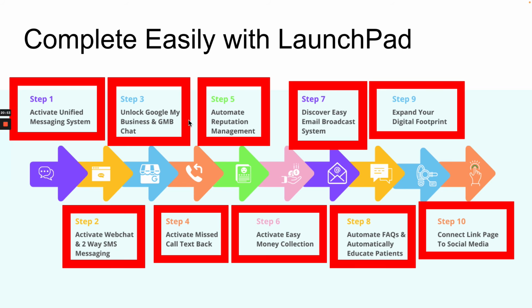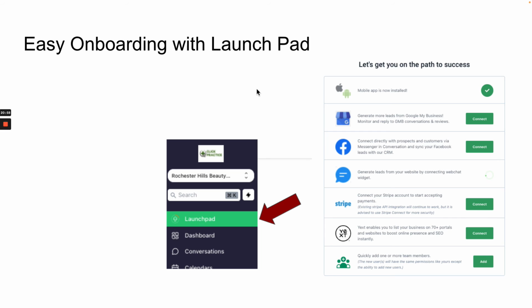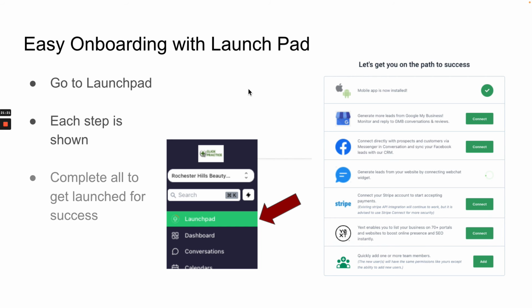If there's only a way that we could make this easy to complete the steps, we did. And so if you go into your account, you can go to this thing called Launchpad, and if you click on Launchpad, it will show you all the steps necessary that still remain for you to complete. And when you complete this, it will allow you to get everything you need set up to get those 10 easy wins. So it makes it very simple for you and as automated as possible. So once you go to Launchpad, each step is shown. You complete all the steps and you'll get launched for your success.